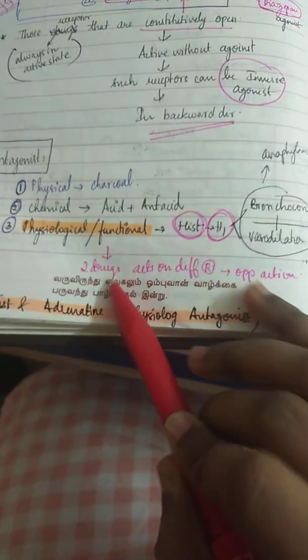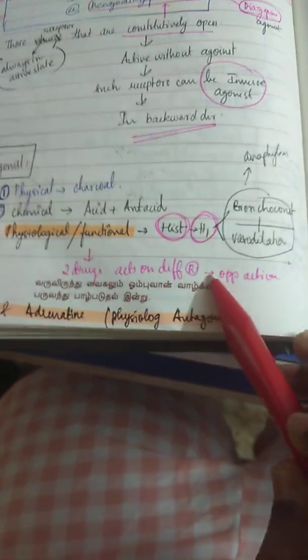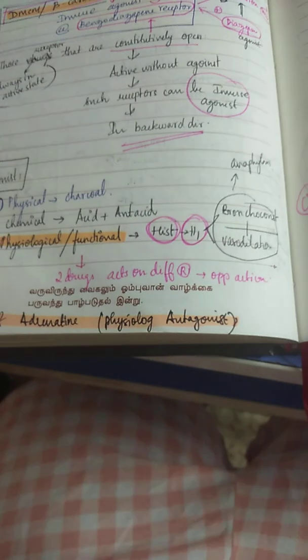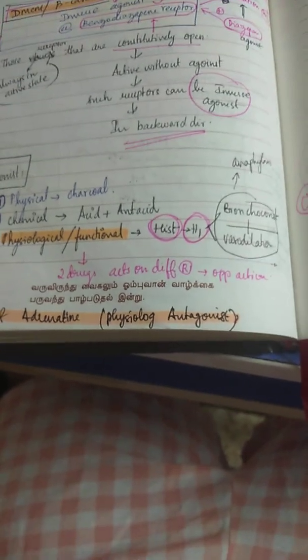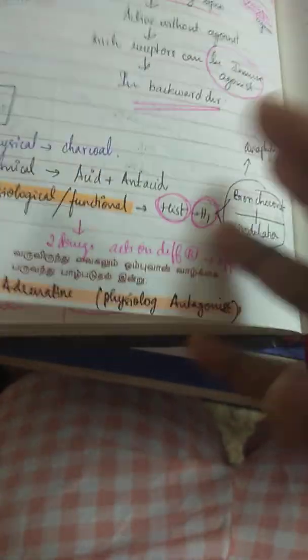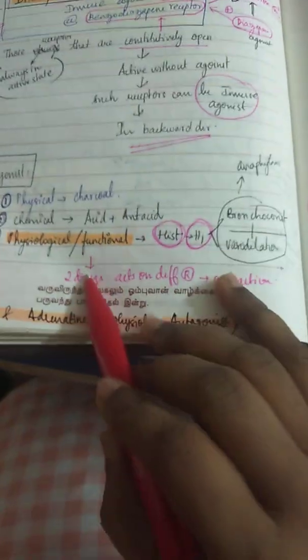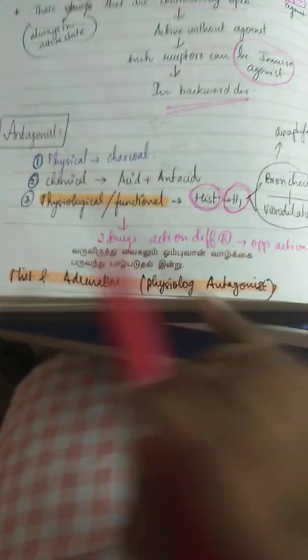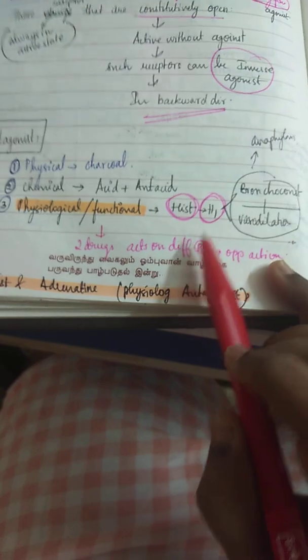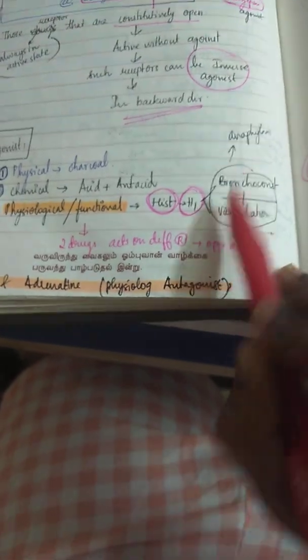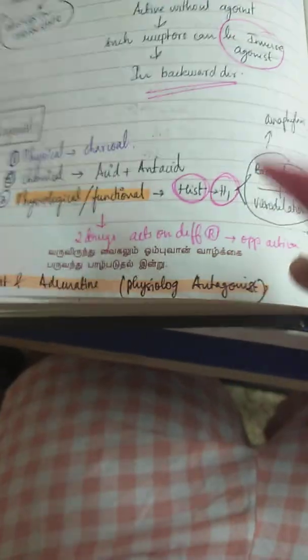Okay, so we have physiological antagonists and we have pharmacological antagonists. Physiological antagonists are two drugs that act on different receptors and produce opposite actions. With antagonists we have competitive and non-competitive; they both act on the same site where the agonist and antagonist attach, and they produce opposite reactions. But physiological is not like that. For example, histamine and adrenaline. When you give histamine, you have bronchoconstriction, vasodilation, anaphylaxis. That is in case of shock.